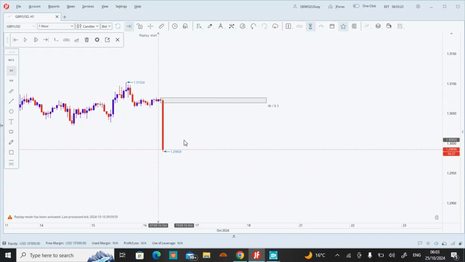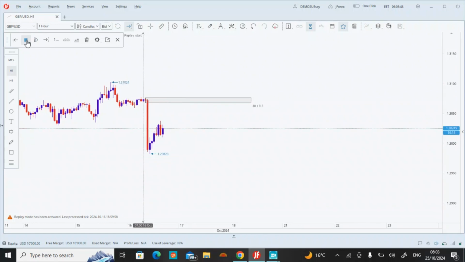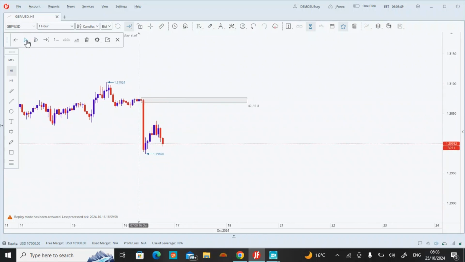Two, it must lead to a break of structure or a change of character for us to consider that order block valid. Then it must be unmitigated for us to consider it valid. When price comes and mitigates this order block, we'll no longer consider it a valid order block. So let us play a few bars and wait to see if this order block meets our criteria.